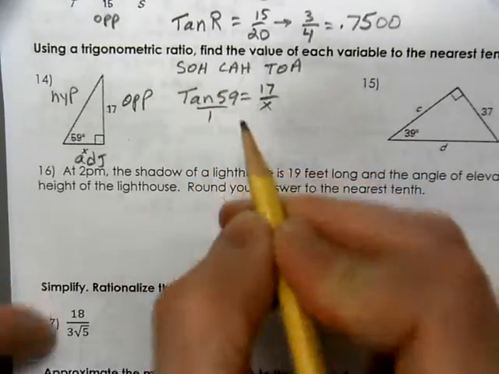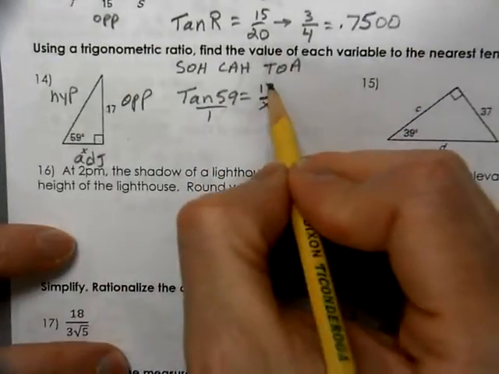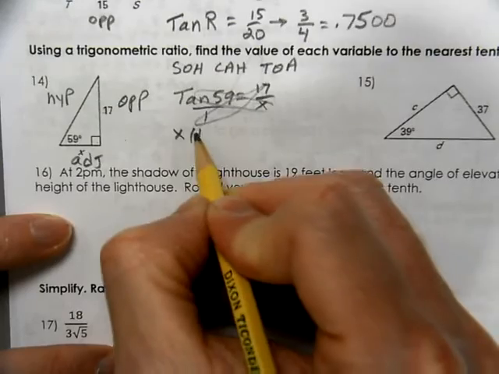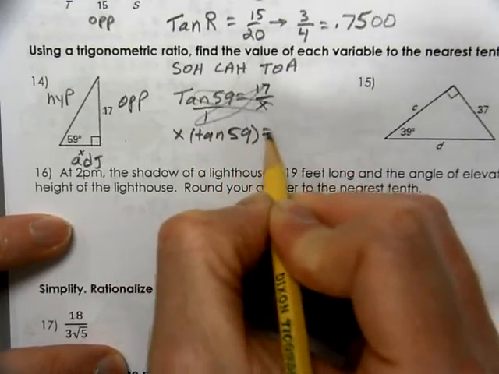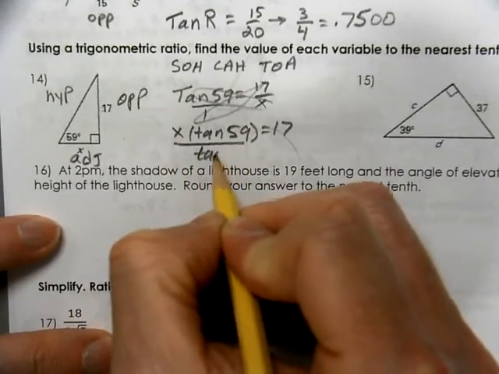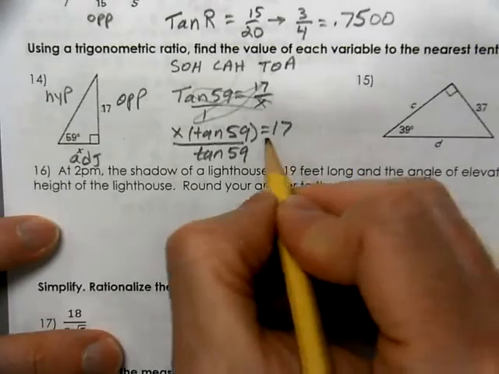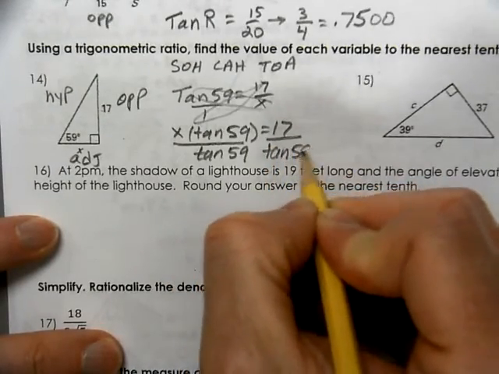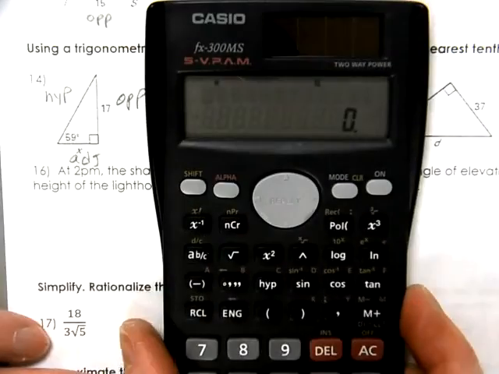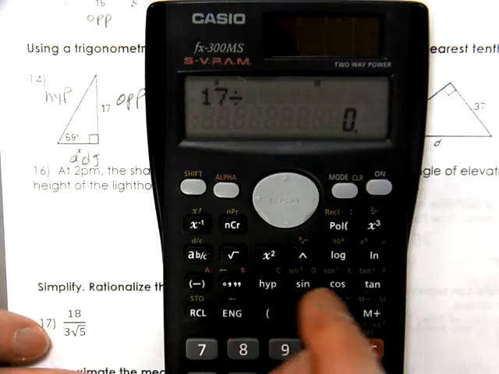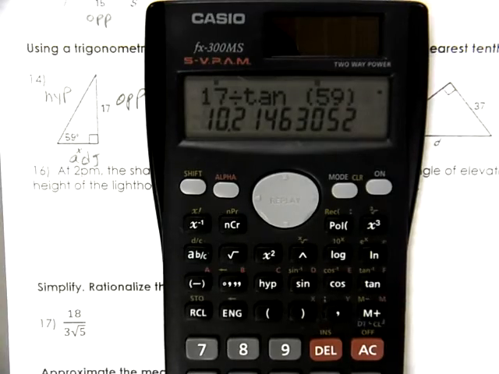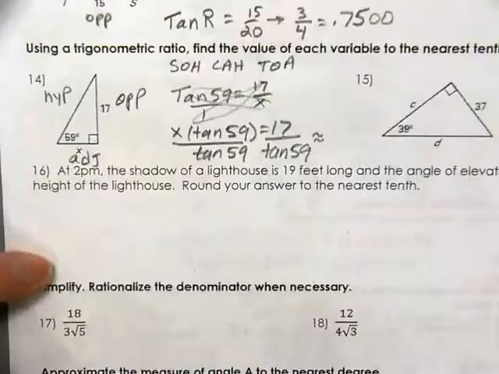We put it into a proportion and cross multiply. That's going to give us x times the tangent of 59 equals 17. That's 17 times 1. We'll divide by the tangent of 59, not just 59, but the tangent of 59. So we have 17 divided by the tangent of 59 degrees. That gives us 10.21.